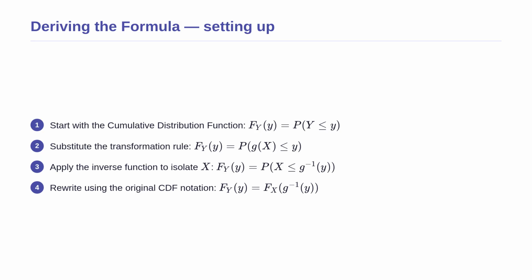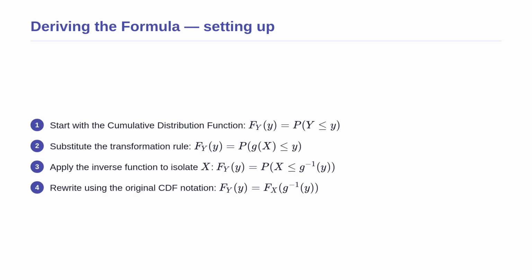We have successfully used the formula, but where does it actually come from? Let us derive it. We start with the cumulative distribution function, or CDF, which tells us the accumulated probability up to a certain point. The CDF of y is the probability that y is less than or equal to little y. Since y is just a transformed x, we substitute g of x.